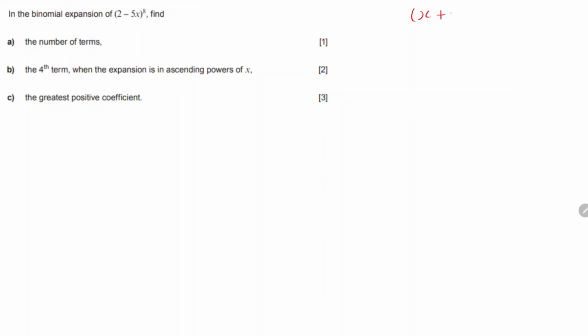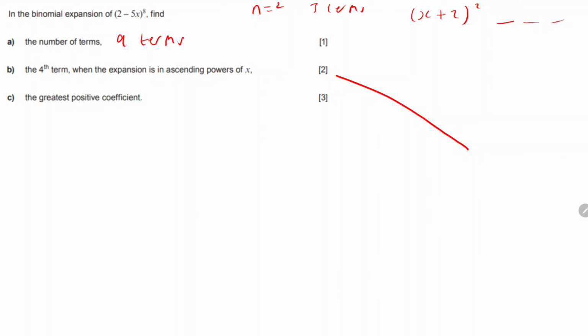something squared, you would end up with 3 terms. So in this case, when n was equal to 2, there were 3 terms. There's always one more term than the power. So in this case, there will be 9 terms.